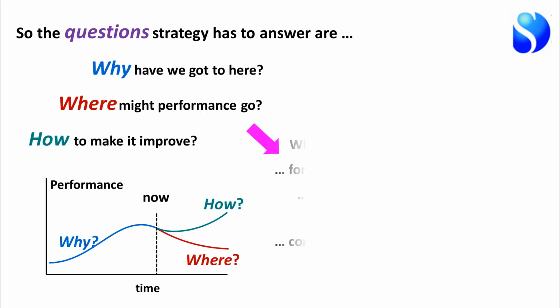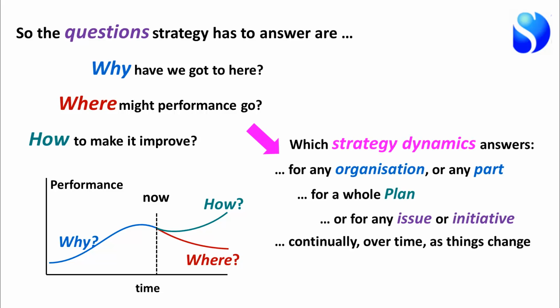Now that is what the Strategy Dynamics toolset actually answers. And it answers it for any kind of organization or any part of any organization. It can be used for putting together a whole plan that you live with quarter after quarter, year after year, albeit with adaptations as things change, or it can be used to address a particular issue or a particular initiative, fighting off a competitor, entering a new market, making an acquisition or whatever. And it does this continually over time as things change. So it does make the connection to the implementation that delivers that performance that you're after.